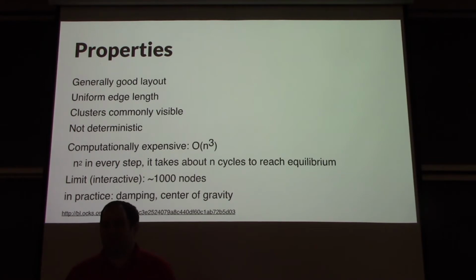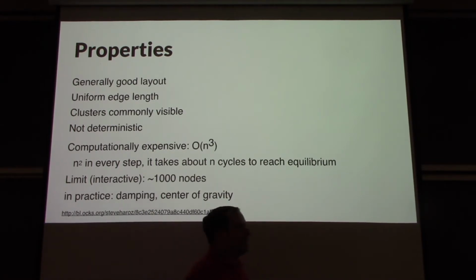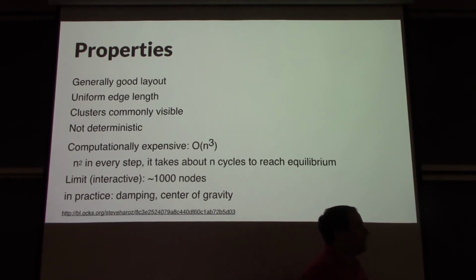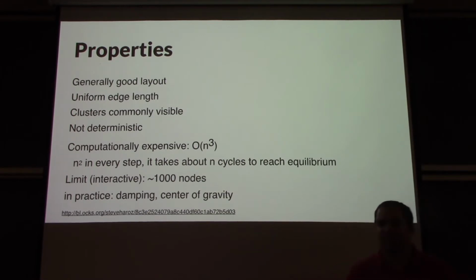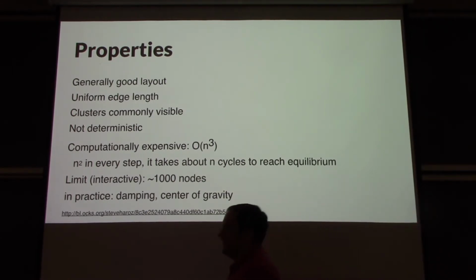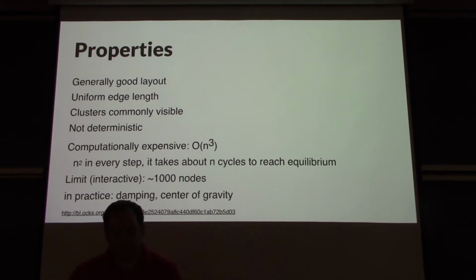So that's not very efficient. That essentially means that on a modern computer, the limit for an interactive representation is about 1,000 nodes. Of course, you can compute a force-directed layout for much larger graphs offline.